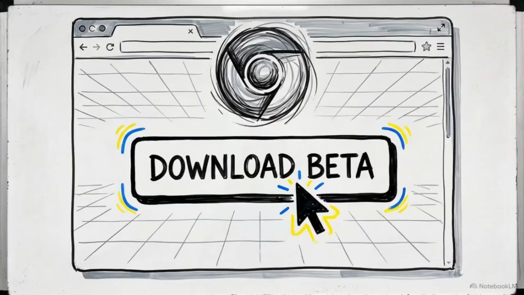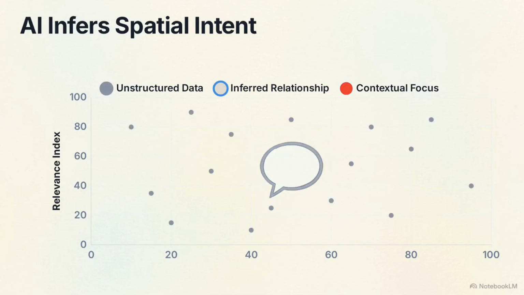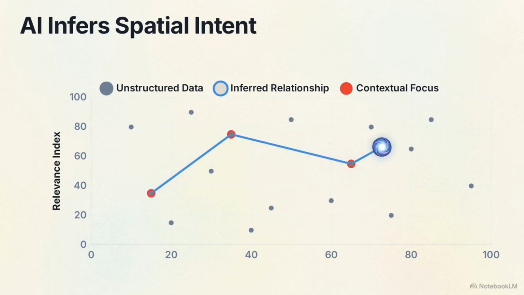To experience this integration firsthand, your immediate next step is to download the Google Chrome beta. By connecting the cursor's location directly to the AI's processing, the system removes the need for descriptive prompts, allowing the software to infer your intent from the data you are already looking at.